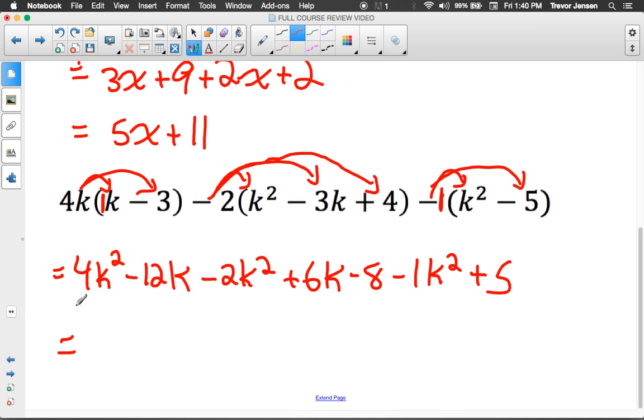Collect your like terms. Do the highest degree terms first, so I have a 4k squared, -2k squared, -1k squared. Let's collect those together. 4 minus 2 is 2, minus 1 is 1, so I have 1k squared. I'll just write that as k squared.